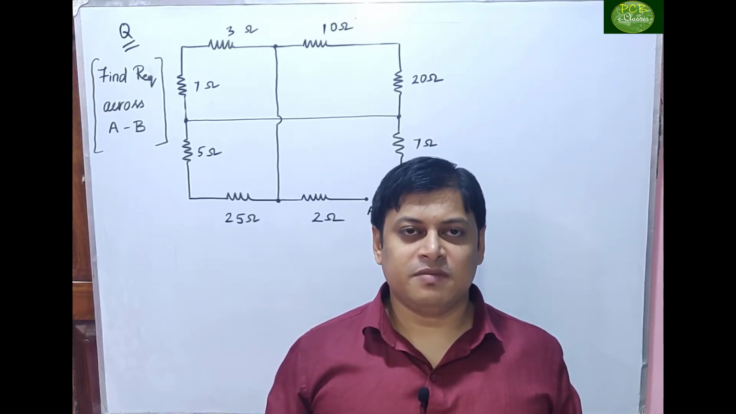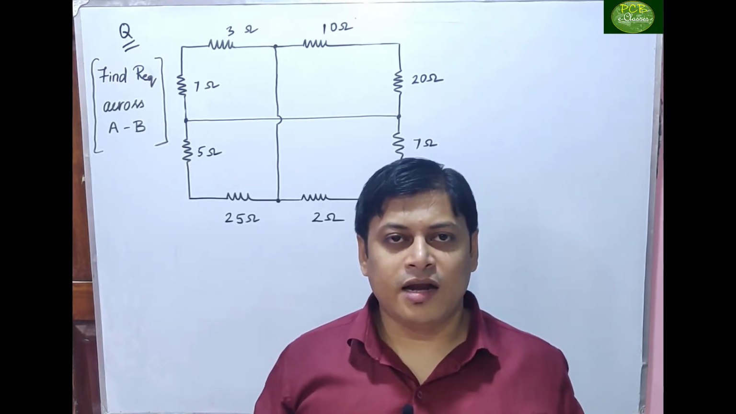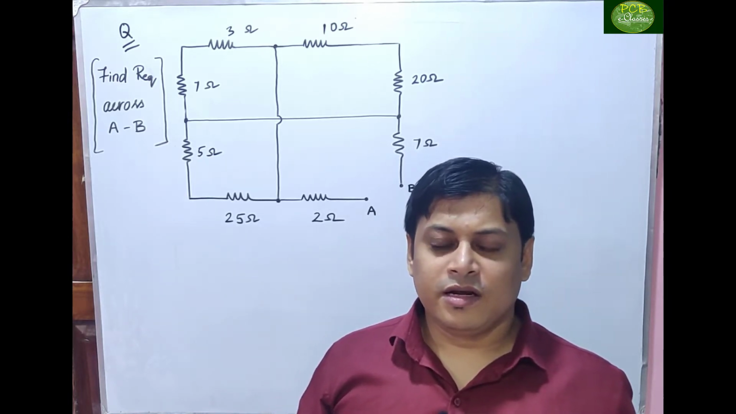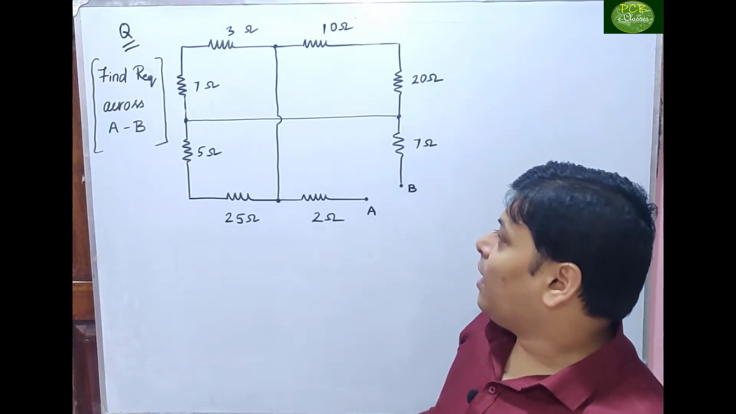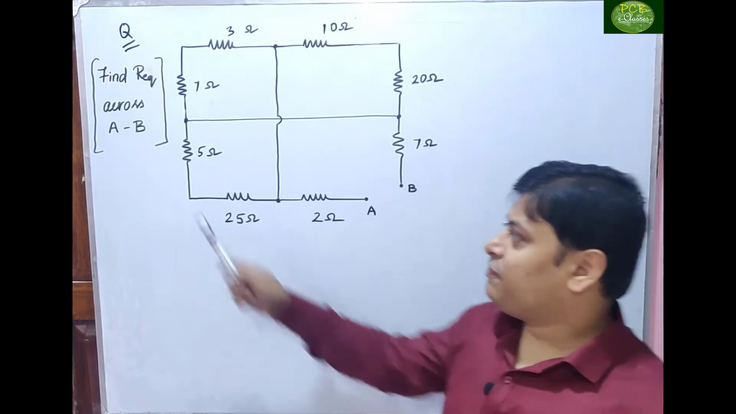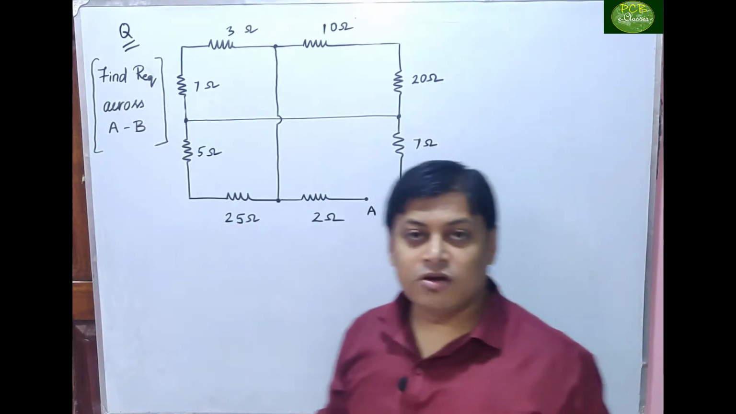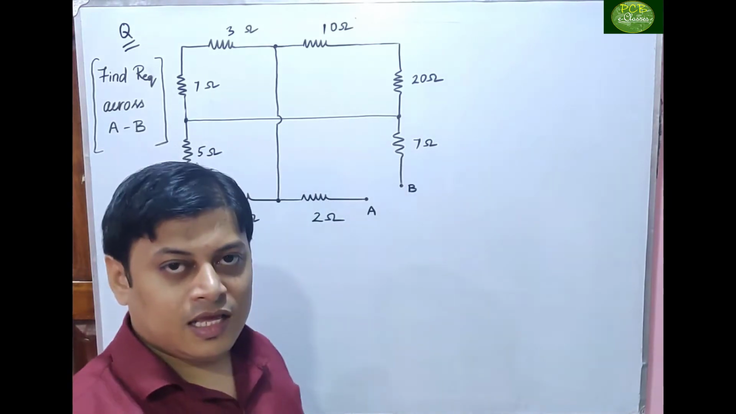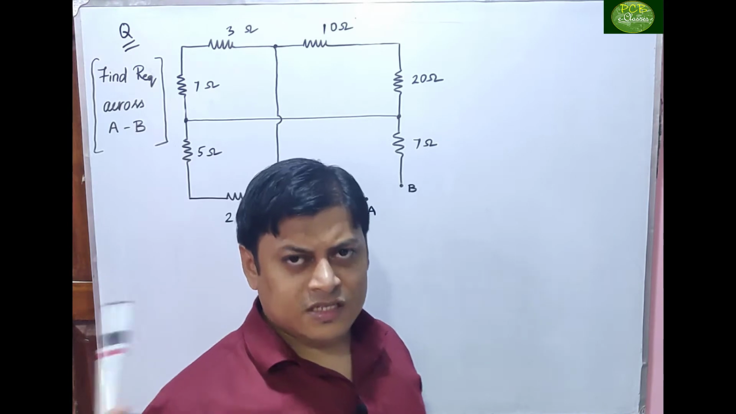This is practice session number 2, and in this we will be solving some problems related to the R equivalent. Clear? So let's start the lecture. This is a problem given here, and it says to find the R equivalent across the AB terminals. So we'll go with the normal procedure as we have done in session 1.